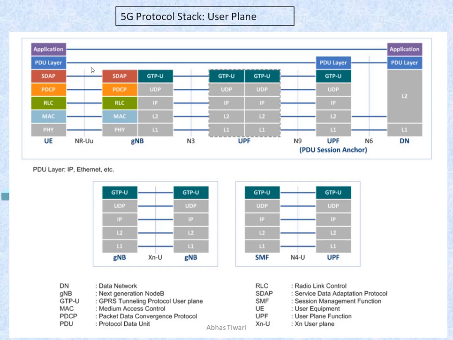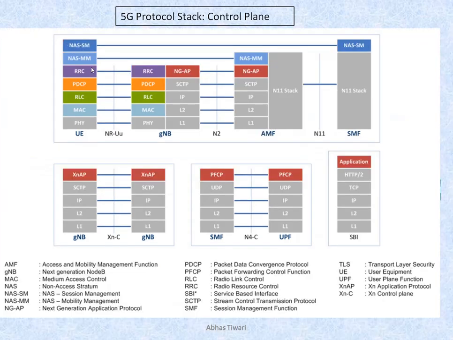Let's have a look at the control plane protocol stack. In the control plane, we have, just like the 4G protocol stack, NAS and RRC in L3, PDCP, RLC and MAC in L2, and physical in L1. So we have this kind of architecture here. You can have a look at this architecture.